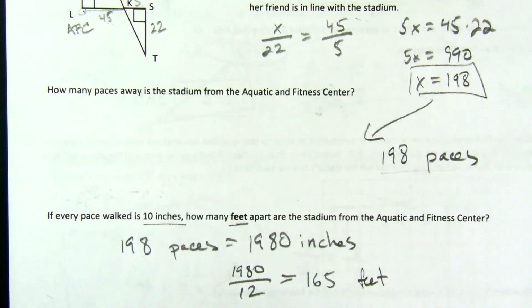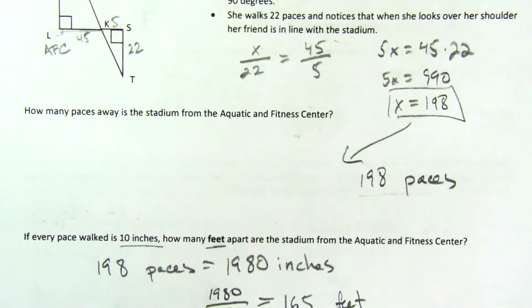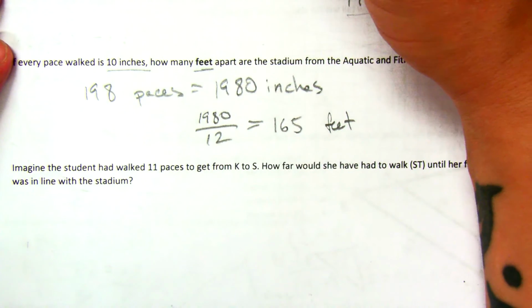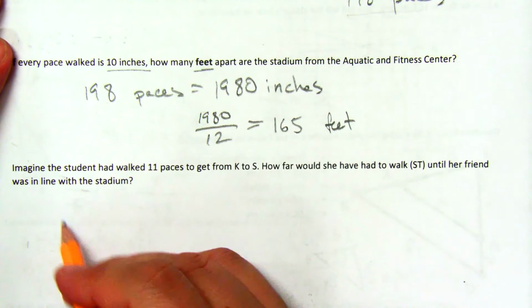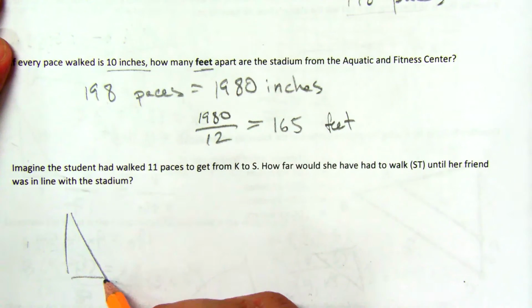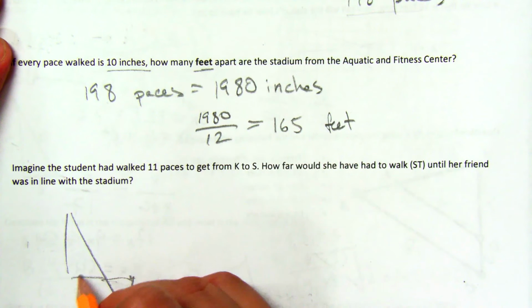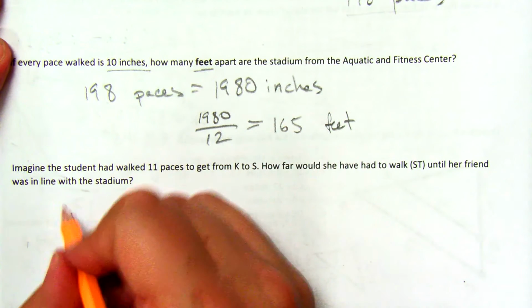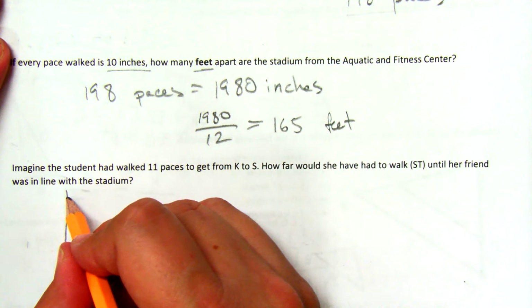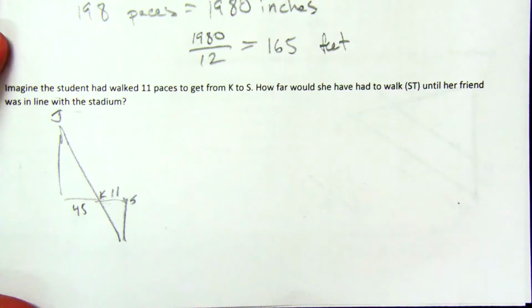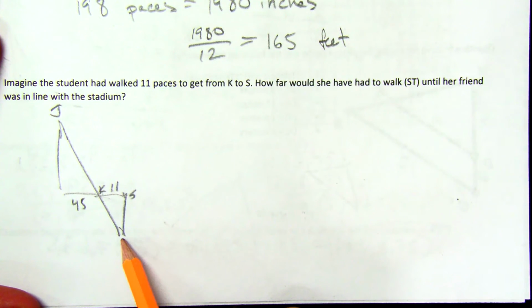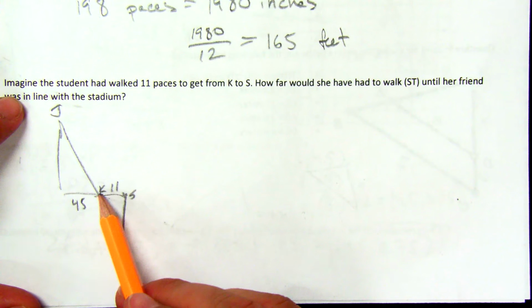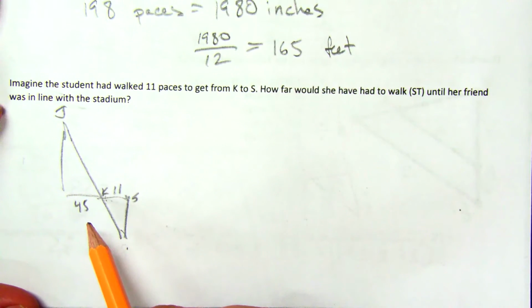Well, okay, imagine the student had walked 11 paces to get from K to S. So we've got the same kind of thing, but look at it like this, 45 here, and instead of doing 5 from K to S, we did 11. How far would she have to walk in order to line up her friend at K with the stadium at J?